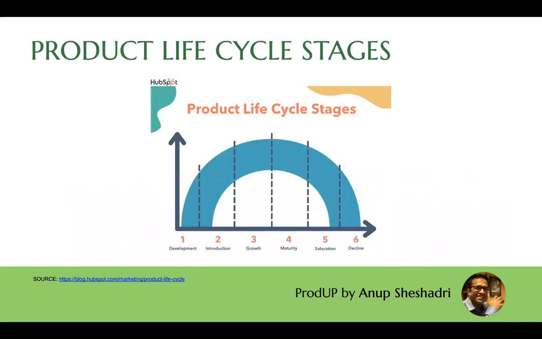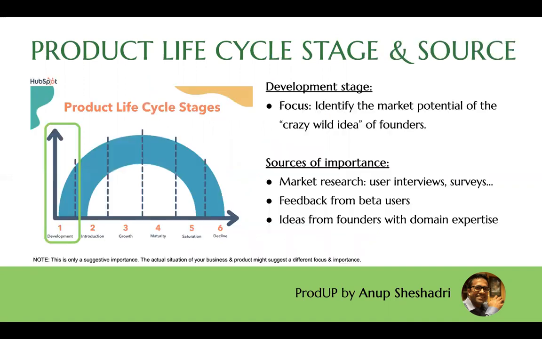So let's dive in. As cited in HubSpot's blog, every product goes through the stage of development, introduction, growth, maturity, saturation, and decline. For each stage, you need a different product and business strategy. Let's begin with the development stage. In this stage, the main focus for the team is to validate the market potential of the crazy wild idea of founders. If your product is in this stage, then you might be doing a lot of market research by interviewing potential users, conducting surveys, and whatnot.